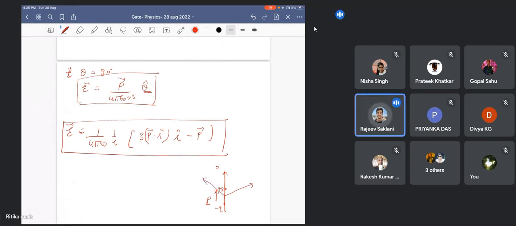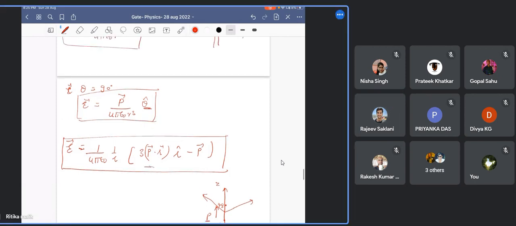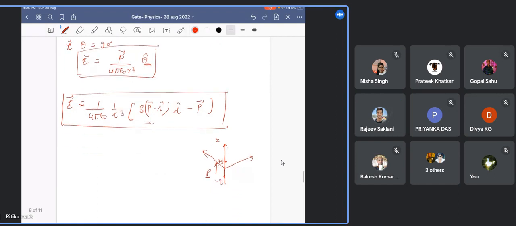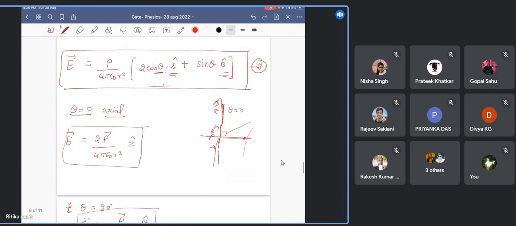There will be 1 upon 4 pi epsilon 0 r cube. Sorry, in this case there will be r cube. So, can I write how this equation came from this equation, or will you understand it?